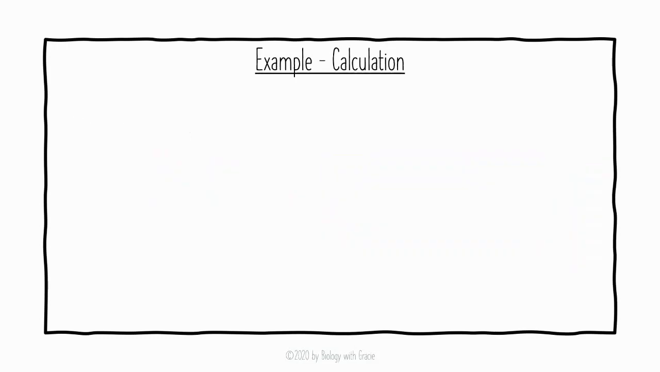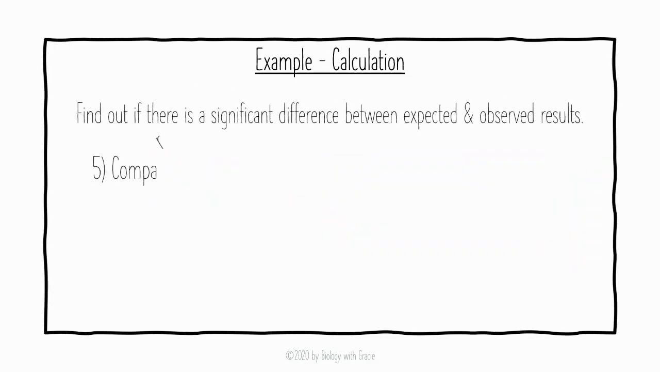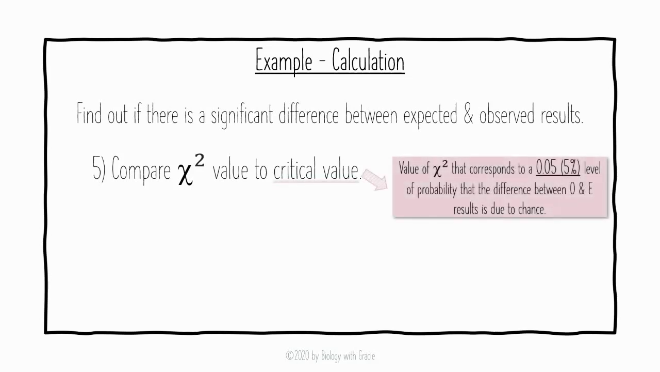Finally, we need to find out whether there is a significant difference between our expected and observed results. We do this by comparing our chi-squared value to a critical value. A critical value is basically the value of chi-squared that corresponds to a 0.05 level of probability that the difference between our observed and expected results is due to chance. That's a little bit wordy, but basically as biologists we use 0.05 as our level of probability. So if you're given a table, this is the column that you need to look at.